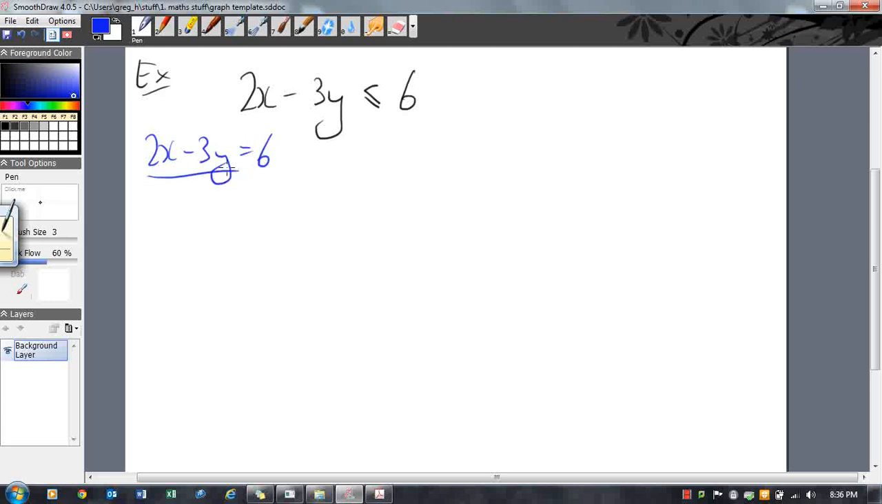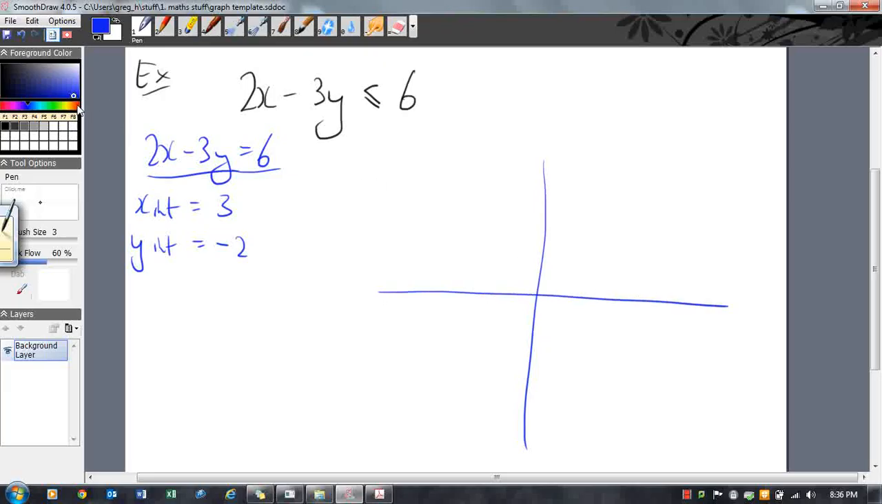I'm going to use the x and y intercepts method here. So the x-intercept is when y is equal to 0, so that's equal to 0. 2x equals 6, x equals 3. Y-intercept happens when x is equal to 0, so if that's equal to 0, we get negative 3y equals 6. So y equals 6 divided by negative 3, negative 2. Let's sketch it.